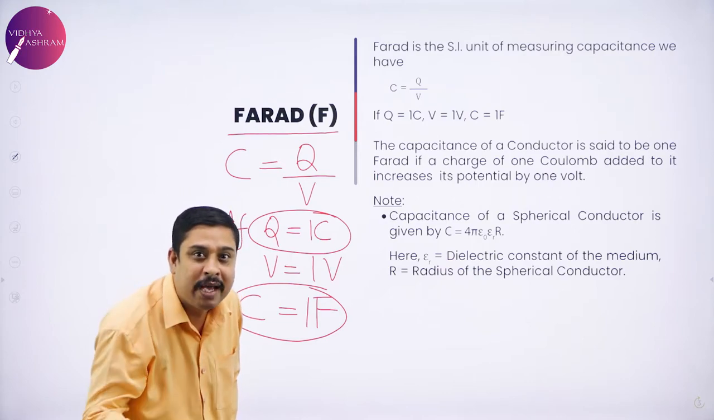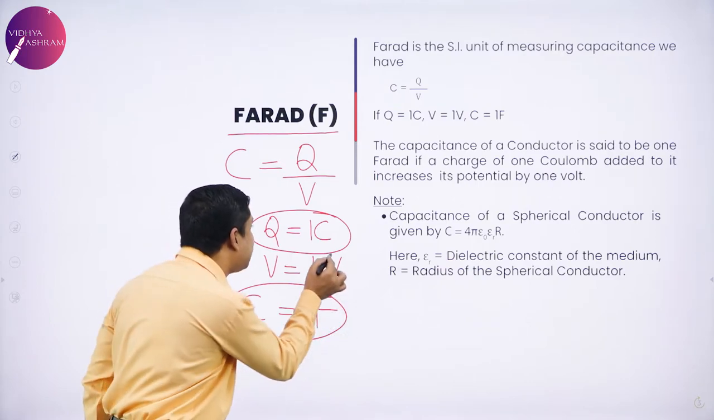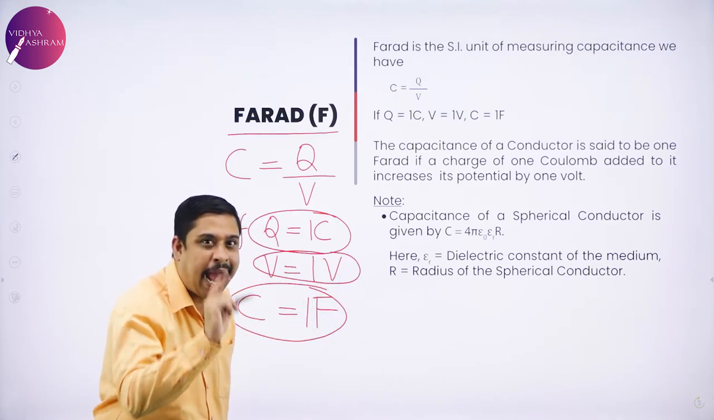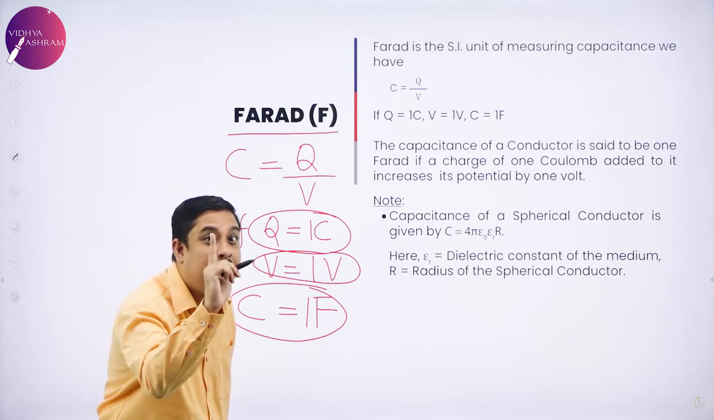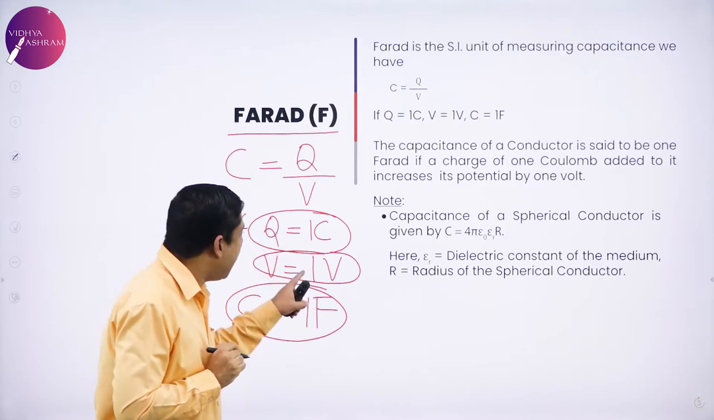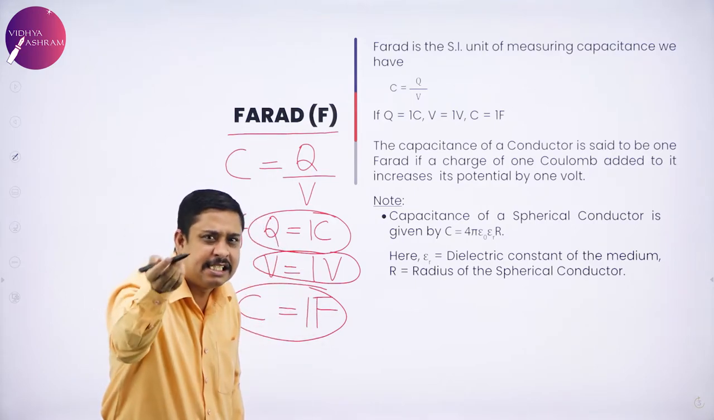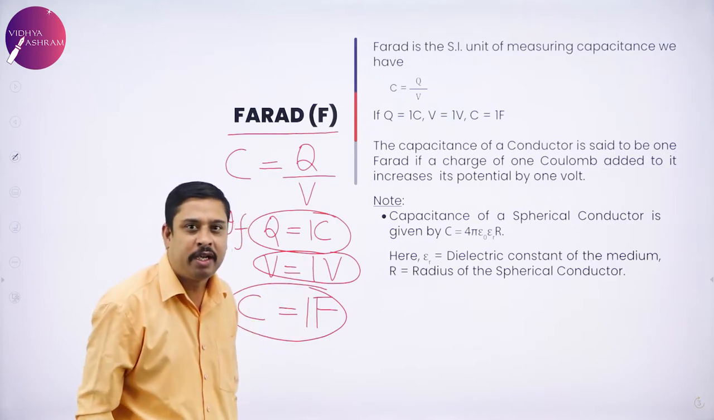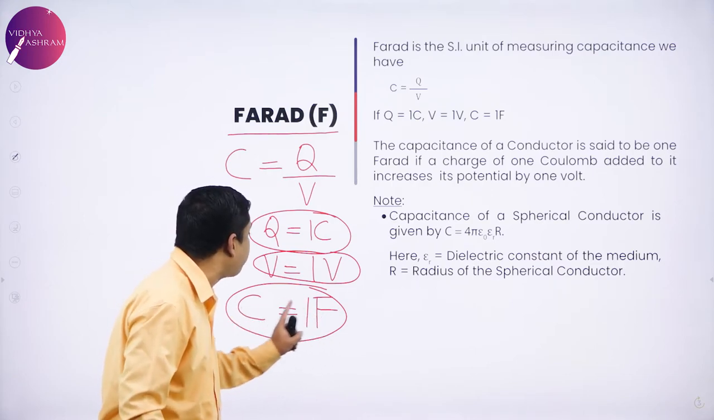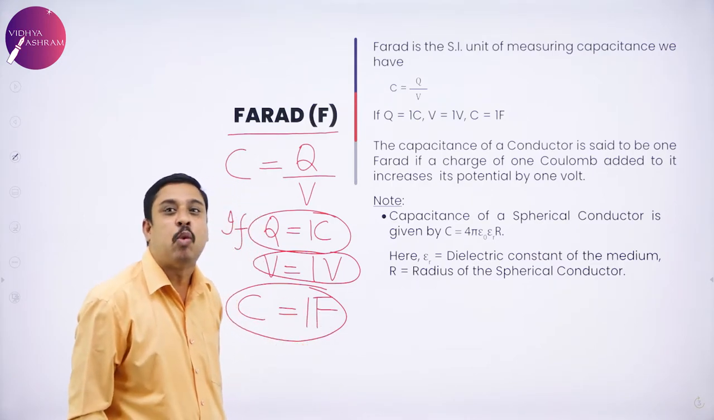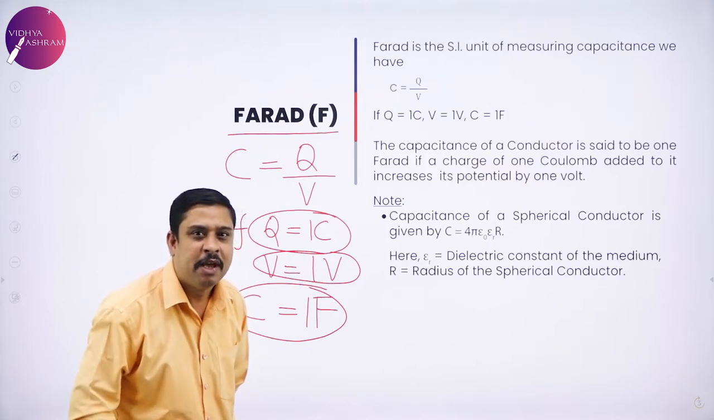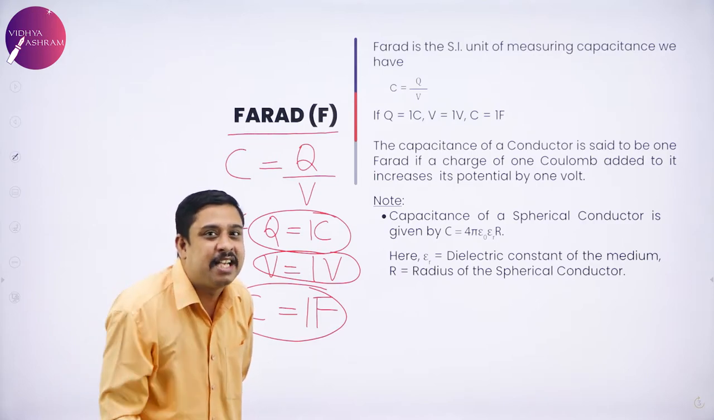What is the consequence? It increases its potential by 1 volt. When I add 1 coulomb of charge to any conductor, its potential increases, by direct relation, by 1 volt. Then I say the capacitance of that conductor is 1 farad. Simply, let us not go by mathematical terms. We will put physical assertions there.